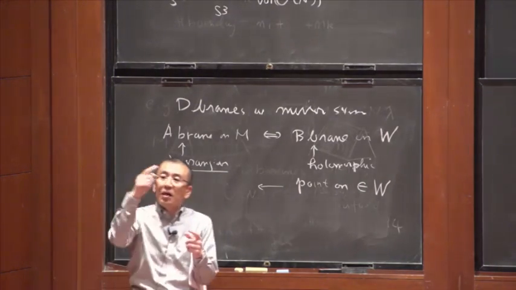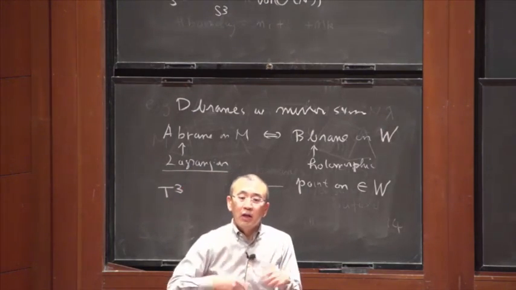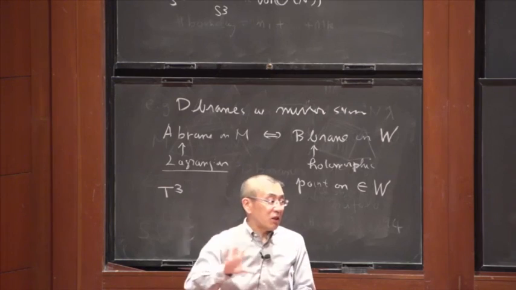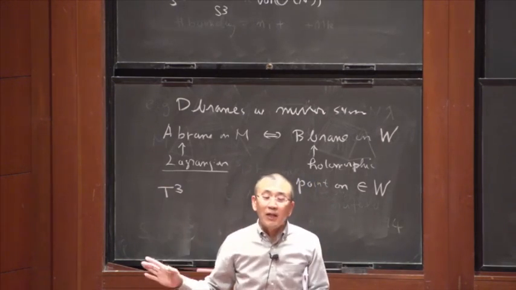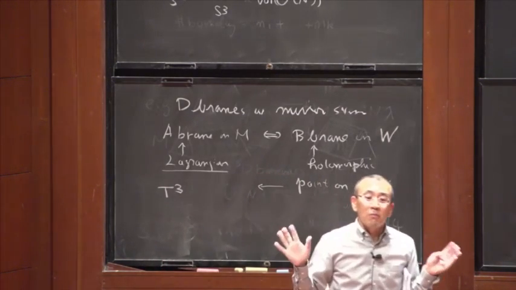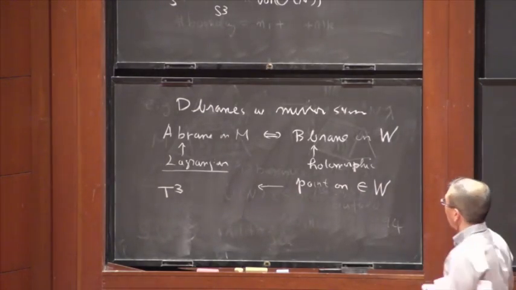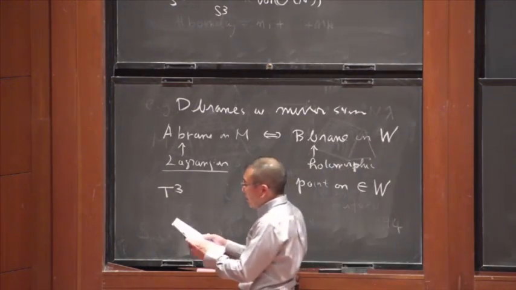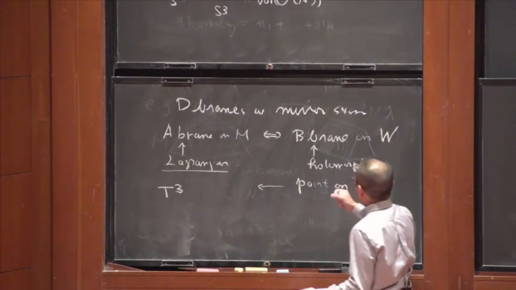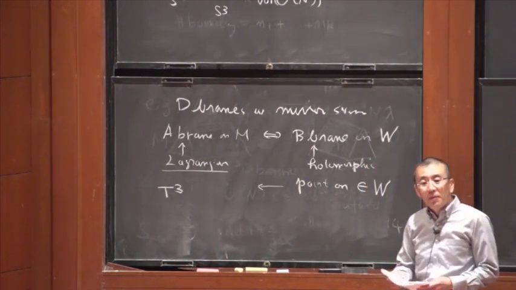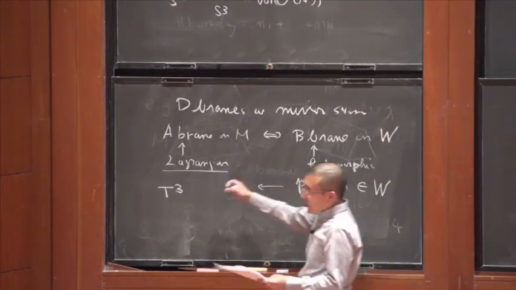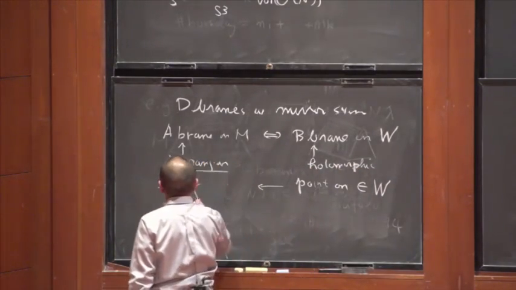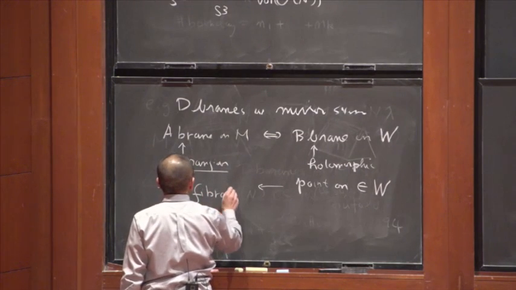Well, if you have T3, you have 3 cycles, so you can have holonomy of the gauge field around each one of them. That gives you 3. But it's supersymmetric, so that actually becomes a complex variable. So it gives you a complex three-dimensional moduli space. And you can prove that that's the only choice. So that means that if you have mirror symmetry, and if you have a point or B brane on one side, then its mirror partner should be a family of T3. So you should have a T3 fibration.